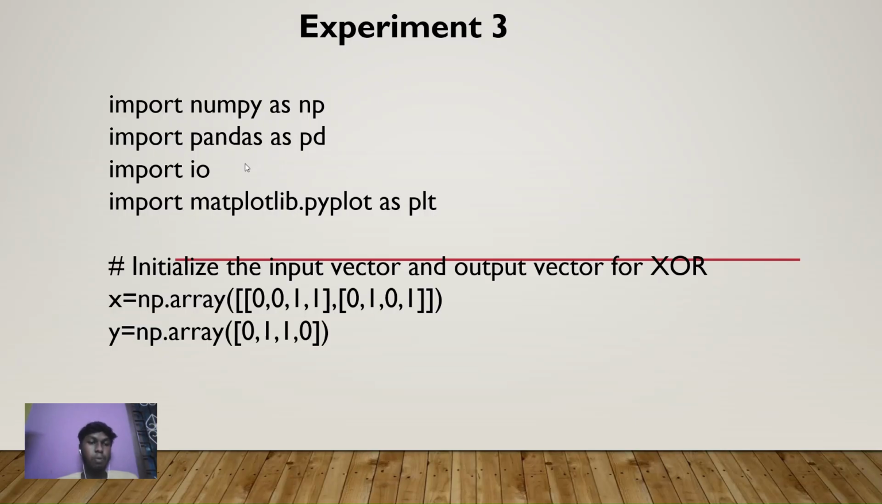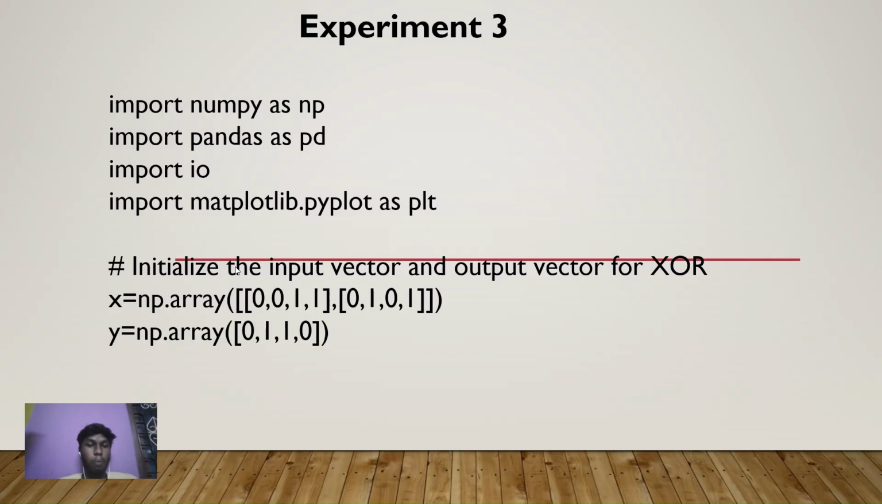Next line is import io, which imports the io module, which provides Python's main facility for dealing with various types of IO operations. Next is import matplotlib.pyplot as plt, which imports the pyplot module from the matplotlib library under the alias plt, which is used for creating visualizations.